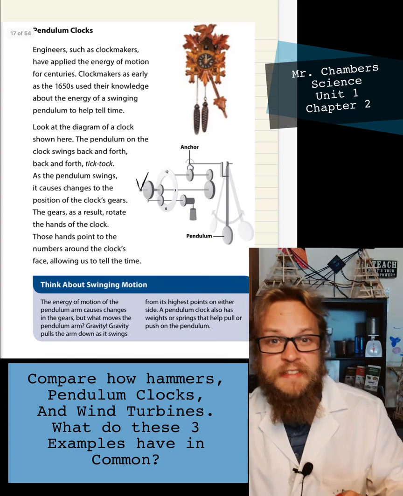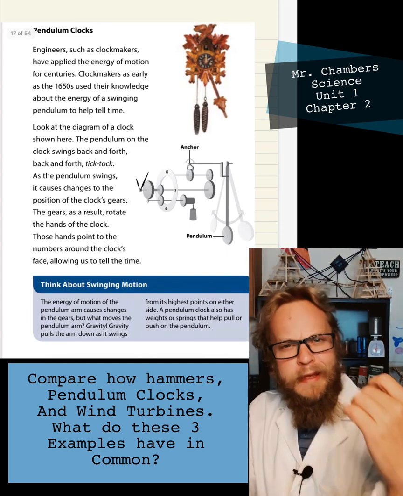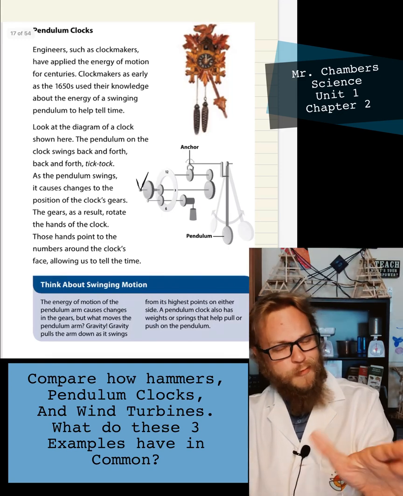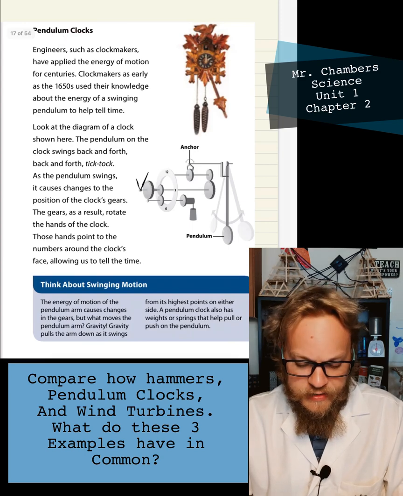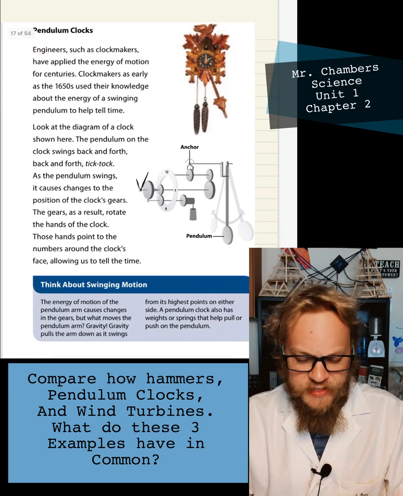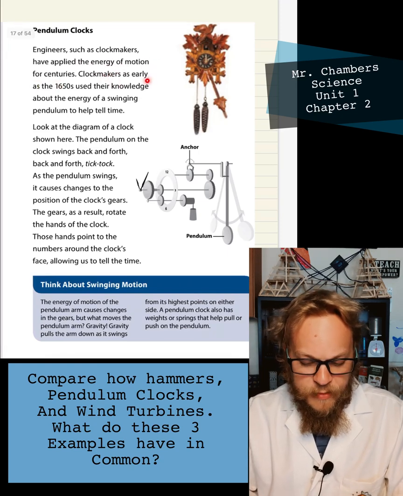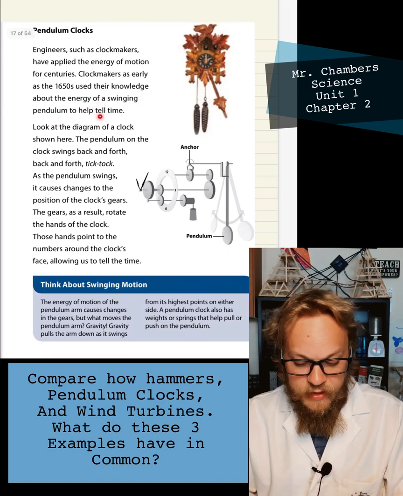On to our second example of how humans can use moving objects, the energy of motion, kinetic energy, for good or evil. Talking about pendulum clocks. Engineers, such as clockmakers, have applied the energy of motion for centuries. Clockmakers, as early as the 1650s, used their knowledge about the energy of a swinging pendulum to help tell time. Look at the diagram of a clock, shown here.